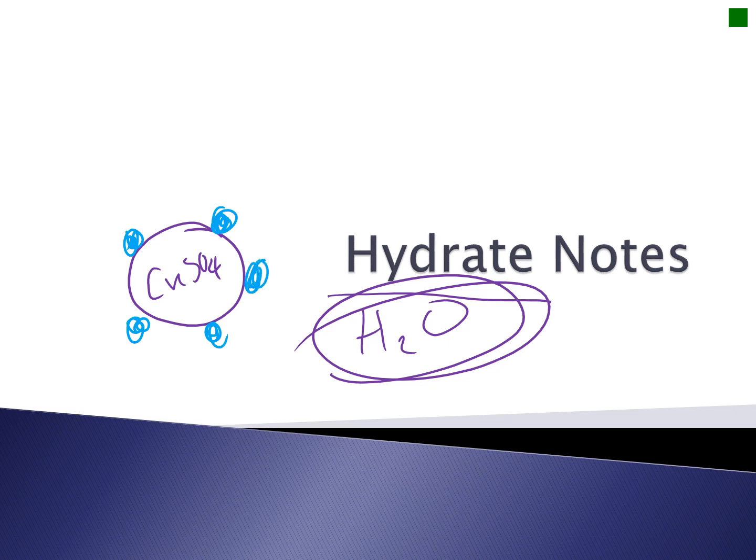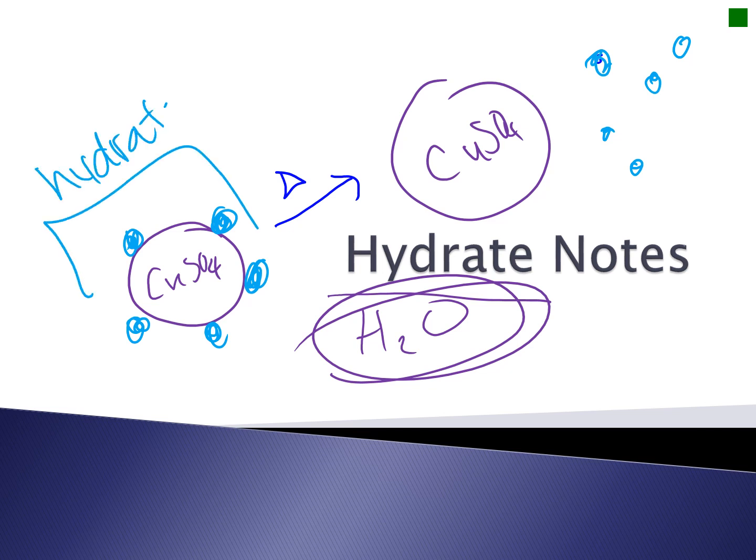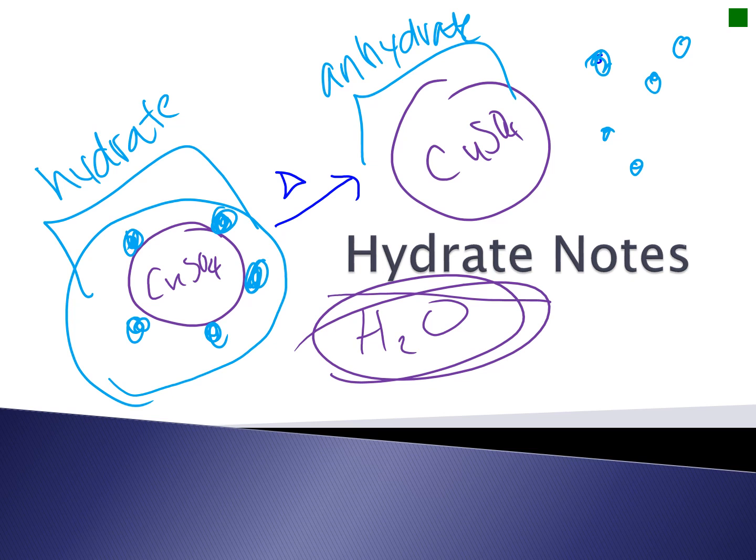All you have to do to get rid of them is heat them up, and you are left with, once again, just CuSO4. These little water molecules are around. When I'm looking at this, this is known as the hydrate. And this is the anhydrate, so without water. So we've got the hydrate, which has water loosely attached, and a lot of molecules naturally have water loosely attached to them. And then we have the anhydrate, where it's basically dehydrated.